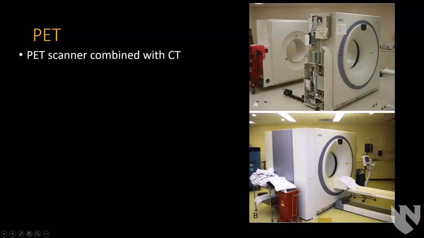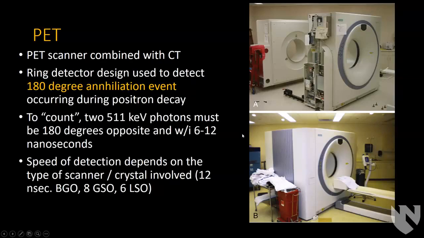All right, so PET. Basically, PET will always be done with CT, although technically you don't have to. It's two scanners, a PET scanner and a CT scanner, basically two separate machines fused into one. This is what that looks like. There's a ring detector that's used to detect the radiation from the positron annihilation events, and then there's also a CT scanner.